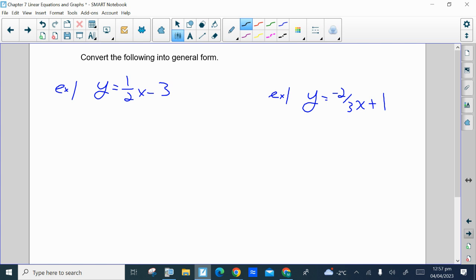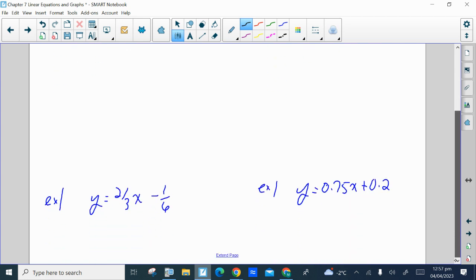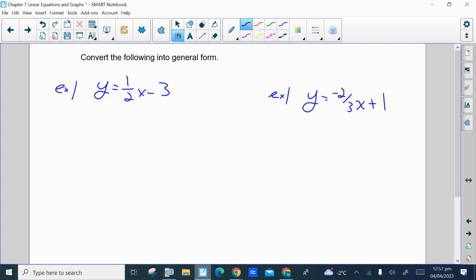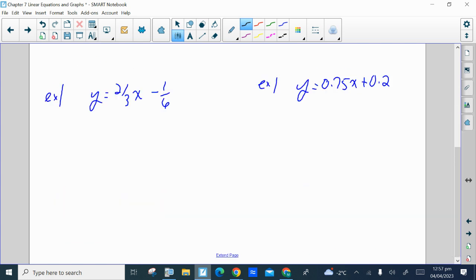So, there's a few more with changing to general form. I don't think we need to do them all, but let's skip down and do the last two. Looking at y equals 2/3 x minus 1/6, you have two fractions here, with denominators of 3 and 6. Remember, we multiply all the terms by the common denominator, which would be 6.